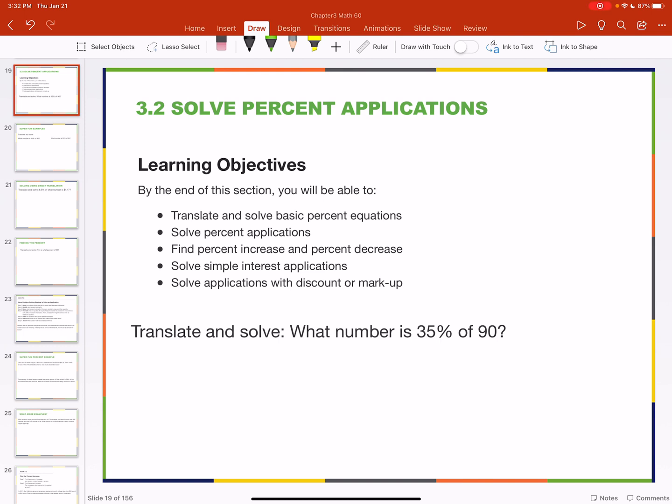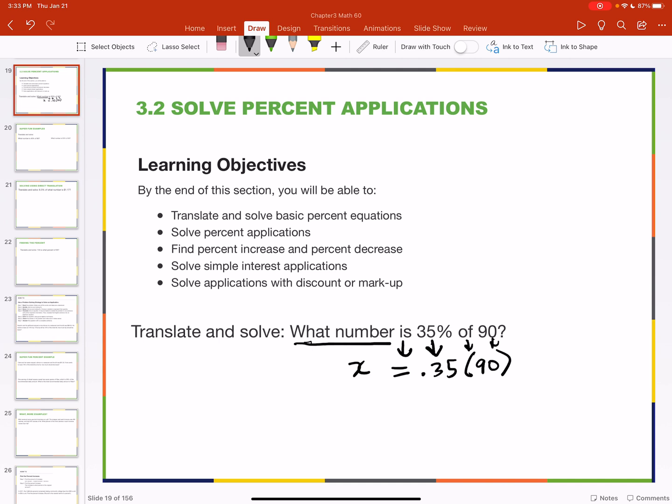What number is 35% of 90? Remember, for these types of problems, we can just use direct translation. Because it says what number, that's our x, equals 35%. Remember, we don't really calculate with percentages. We write them as decimals, okay? And then of means times. So of is times, and then 90 is 90.